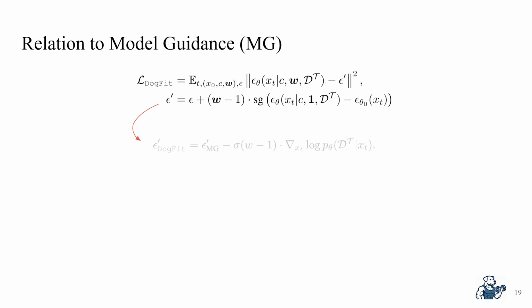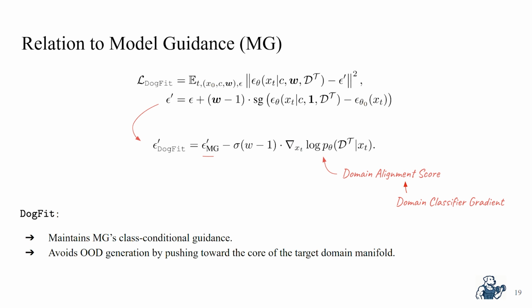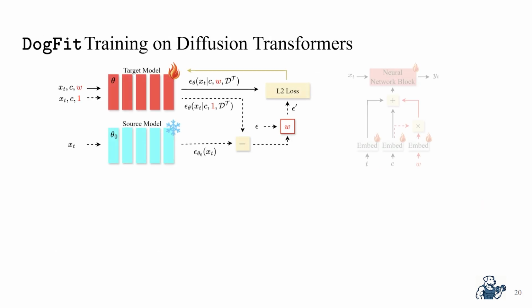We further find an interesting relation between DogFit and model guidance. DogFit adds a domain alignment component to model guidance that pushes samples toward the core of the target domain manifold and away from the source, helping avoid out-of-distribution artifacts. On the left, you can see how the training of DogFit is done on diffusion transformer architectures, and on the right, you can see how the guidance weight can be incorporated to the network for test time guidance control.